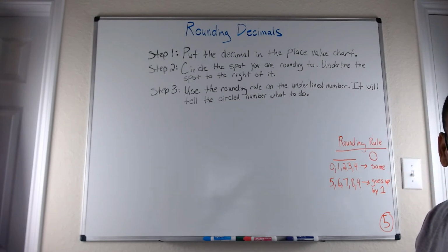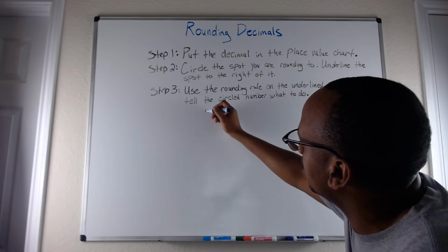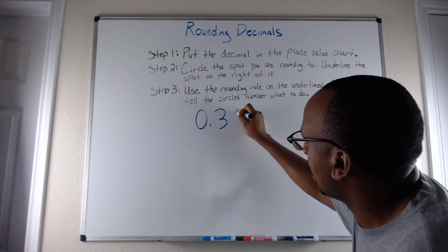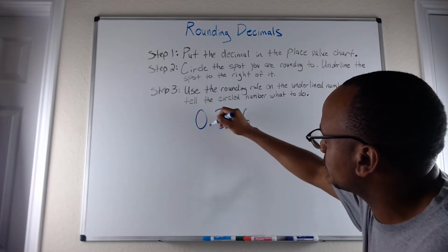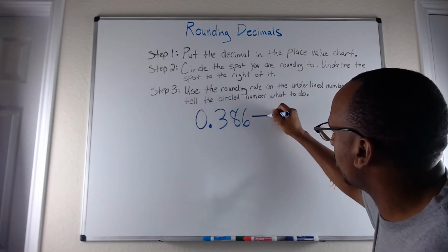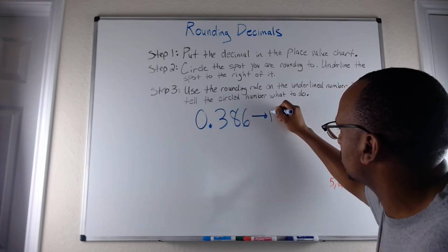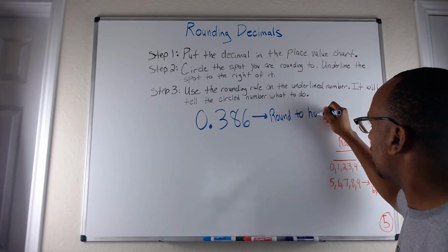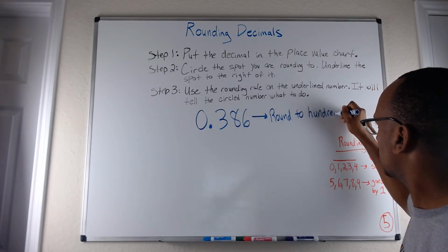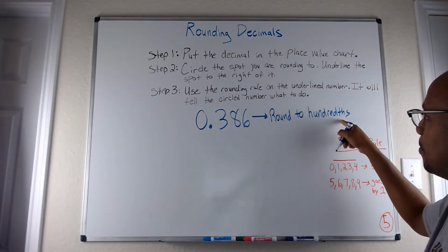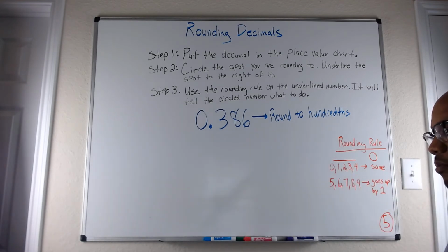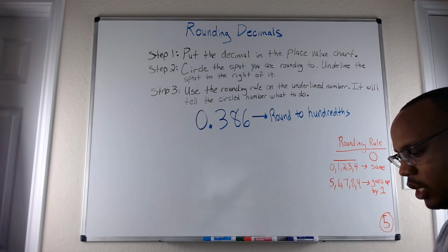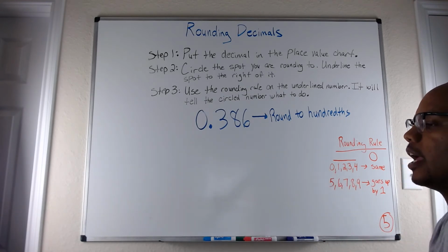All right, but let's say I have a decimal. Let's say I have 0 and 386 thousandths, and let's say I want to round this to the nearest hundredths. Round to hundredths, with a TH, right? That means on the part side, on the right side of the decimal point. All right. Now I'm going to simply follow my 3 steps, and you'll get a good answer for rounding.